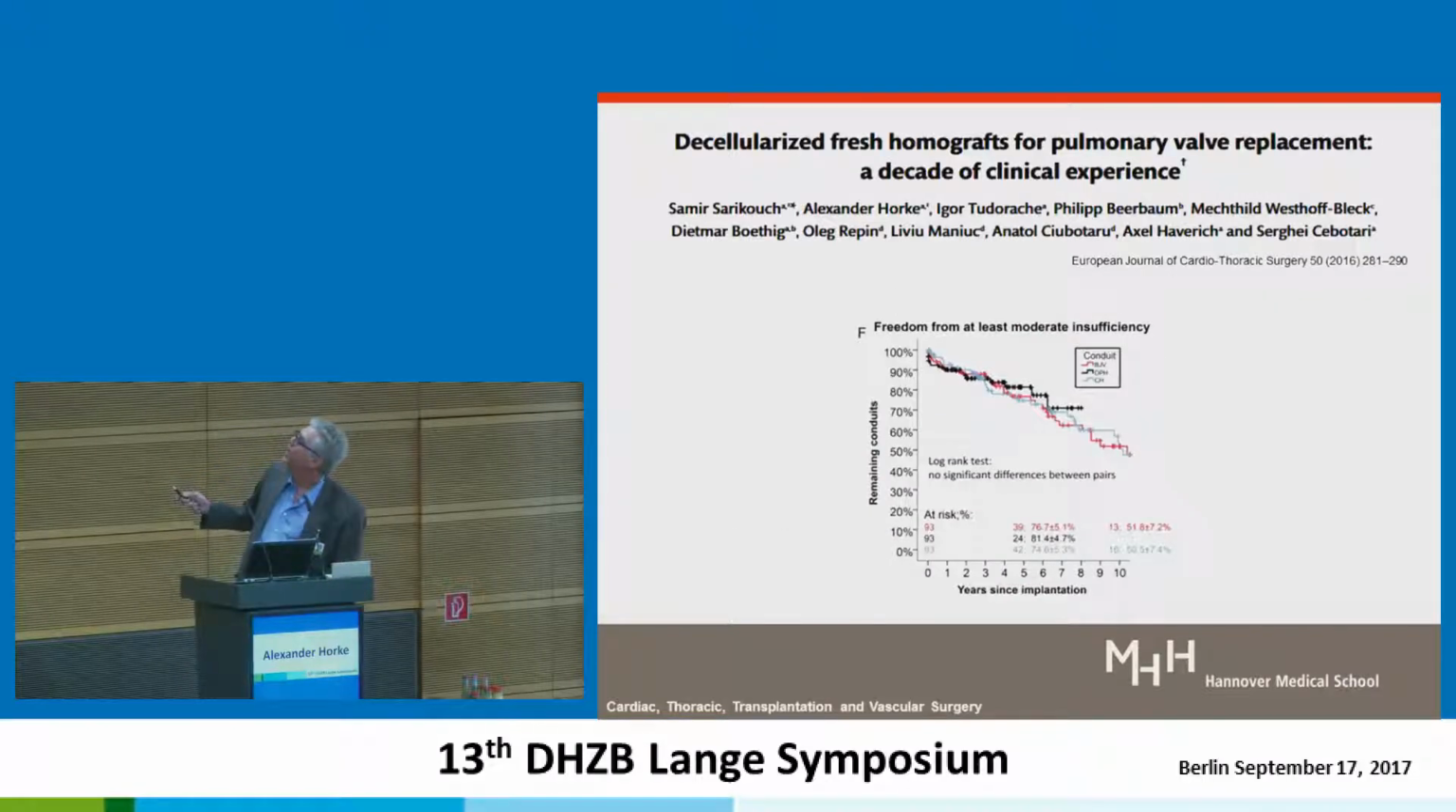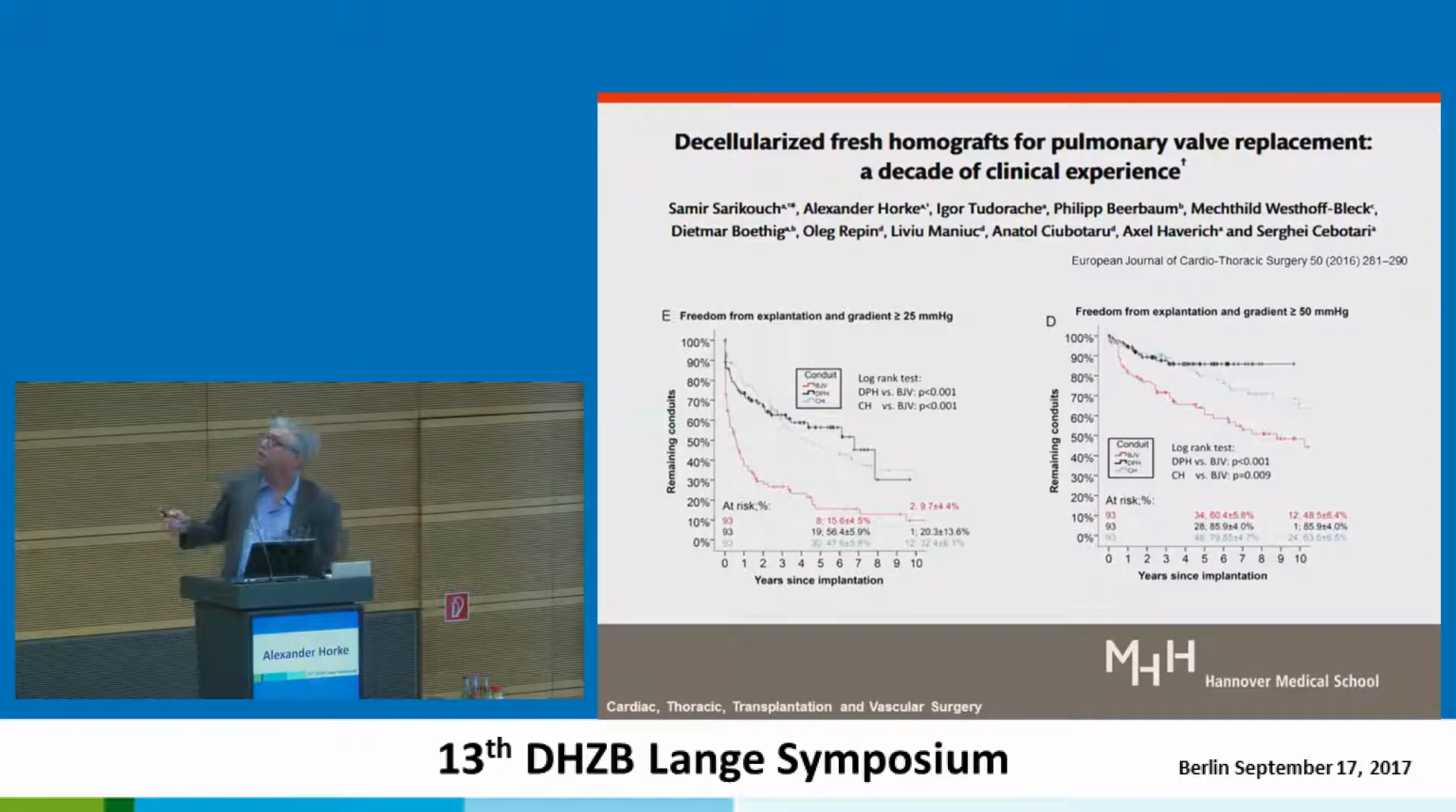If you look at how the graft works, here you see freedom from at least moderate insufficiency. There's no advantage in these grafts. It's the same, but I think in most of these grafts, you do not have the problem of insufficiency. The greatest problem is stenosis. And if you look at this, you also have a little bit of stenosis. It's here more than 25 millimeters of mercury degree, and it's the same as you see in conventional homografts. But if you look at the higher degree stenosis, more than 50, you see a great advantage of these grafts here.